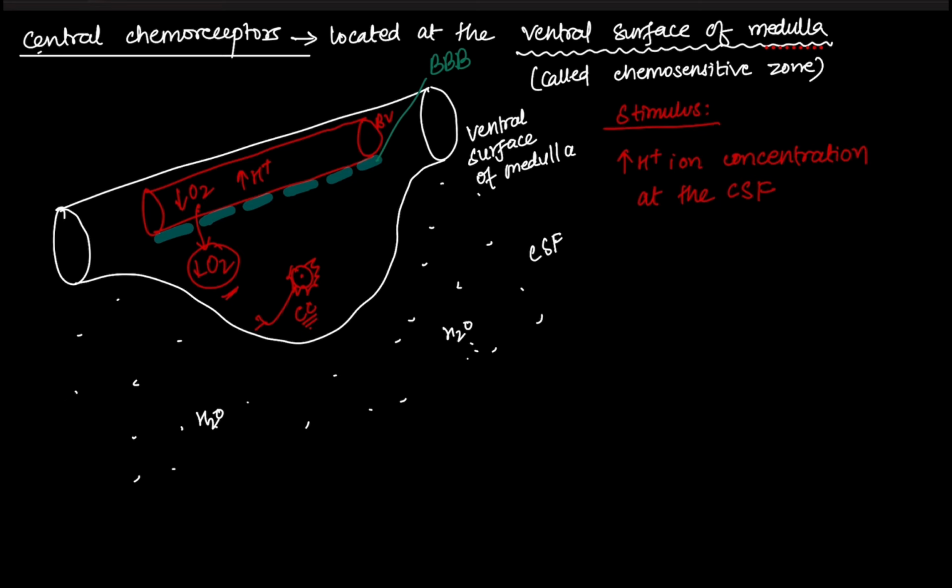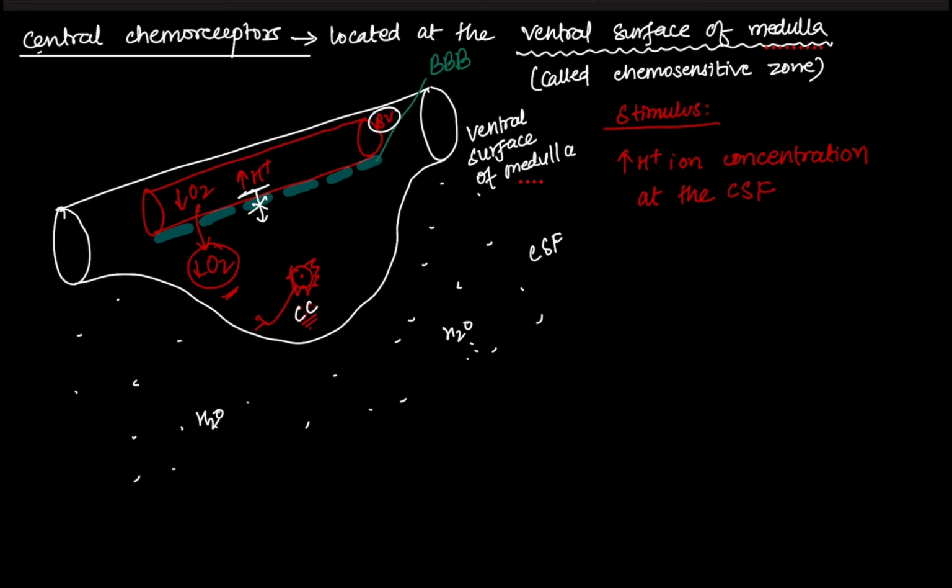But at the level of blood vessels, right? This is the blood vessel. So, at the level of blood vessel, if the H plus ion concentration is high, this will not be a stimulus for the central chemoreceptors because of the blood brain barrier. This H plus ion is a positively charged ion, and ions can never cross the blood brain barrier. Okay, so ions can never cross the blood brain barrier. So this H plus ion concentration will also not be a stimulus for the central chemoreceptors.